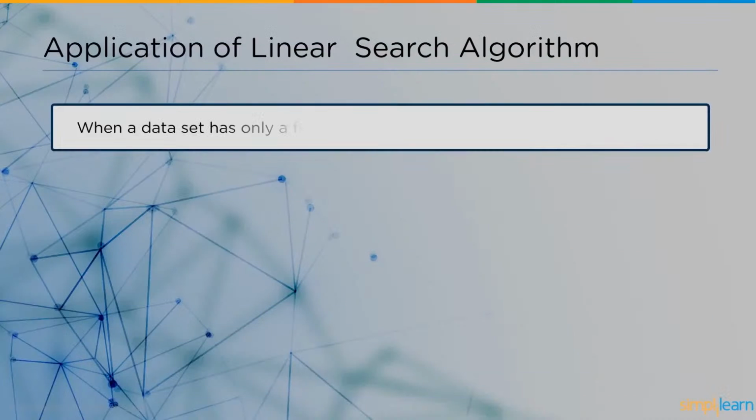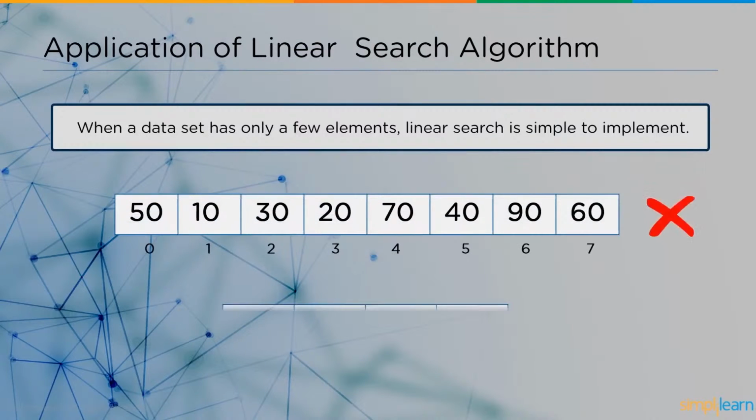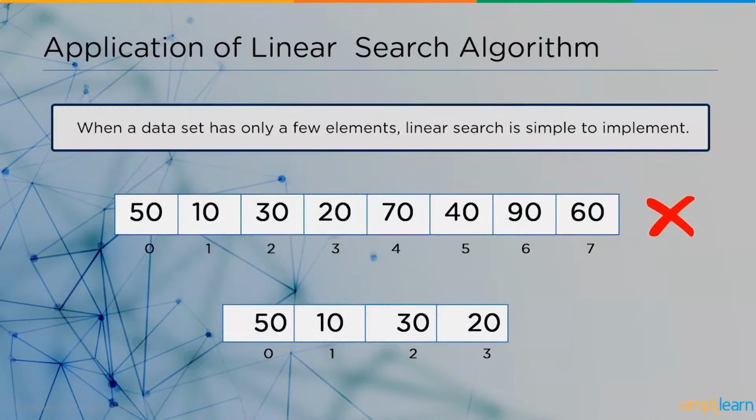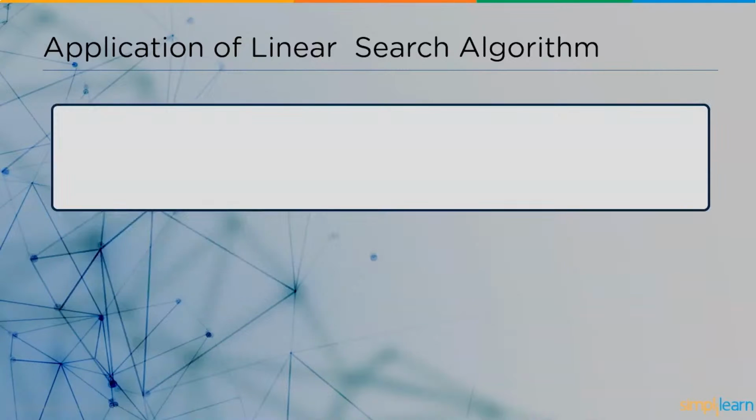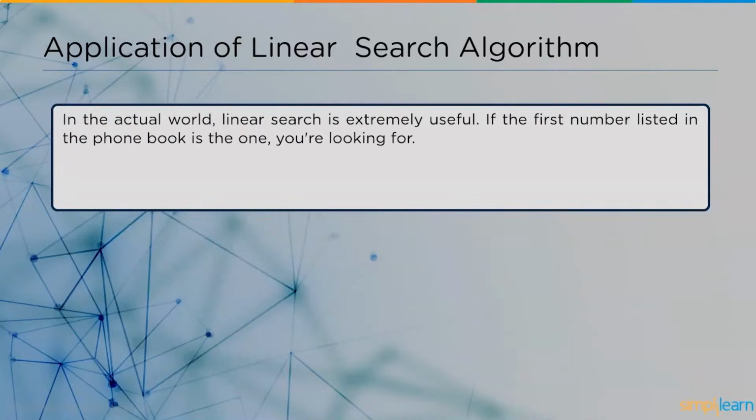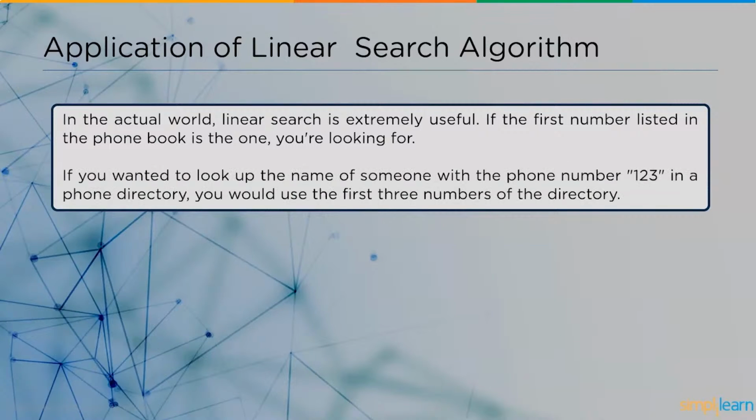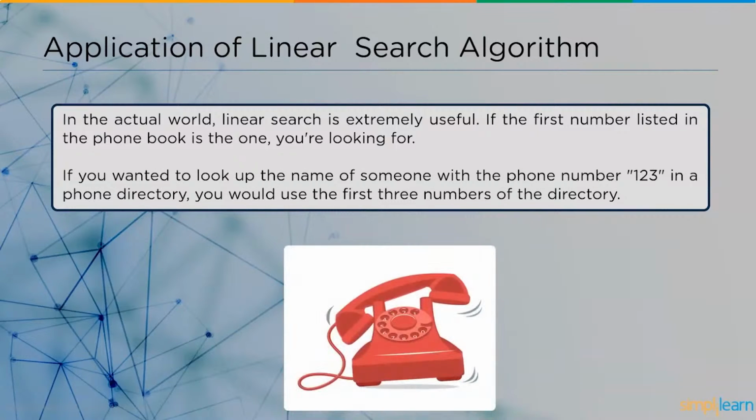According to the first application of the linear search algorithm, linear search is particularly efficient when it comes to discovering a particular string. Next, we will look into the second application of linear search algorithm. When a data set has only few elements, linear search is the simplest to implement. The final real-world application of the linear search algorithm is with the help of telephone directory. You may find out the name of a person with the phone number 123. This can be implemented easily using linear search algorithm.